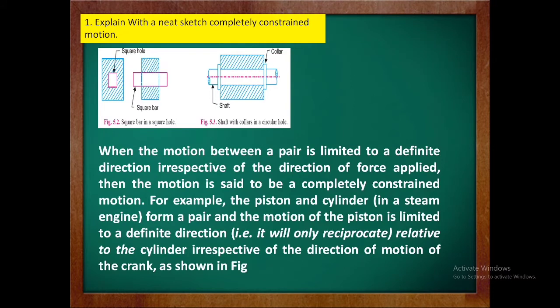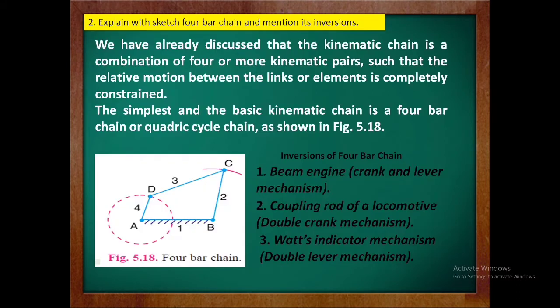Next question, explain with a neat sketch completely constrained motion. We have already discussed this one in question number 1. Second one, explain with a sketch 4-bar chain and mention its inversions.